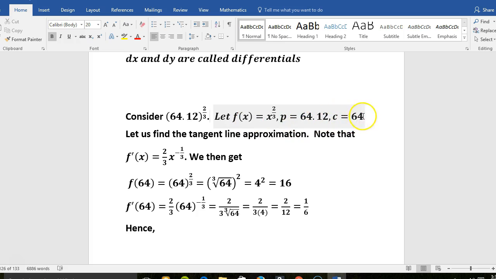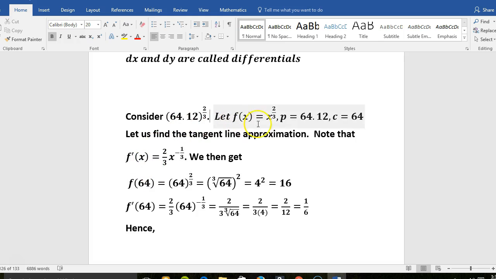So f of c is going to be f of 64. Before I go into f prime, you can go ahead and just do f of 64 right away. Guys, let me do this first, and then we'll find f prime. F of 64, that's 64 to the 2/3. Remember, that's how that's defined. That's the cube root of 64 quantity squared. The cube root of 64 is 4, so we're squaring 4. That's just 16. So f of 64 was fairly easy to find by hand. Not too bad. Now we've got to go up and do f prime.